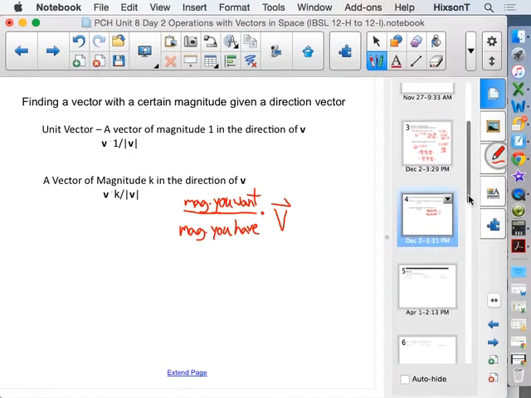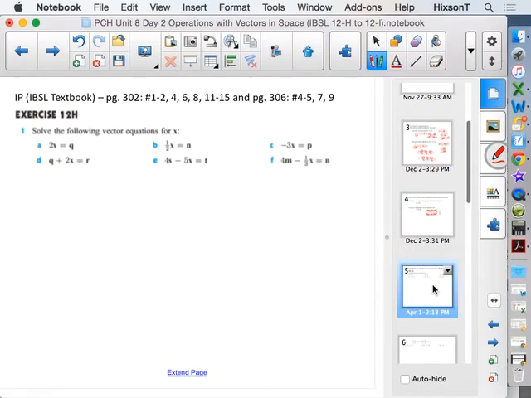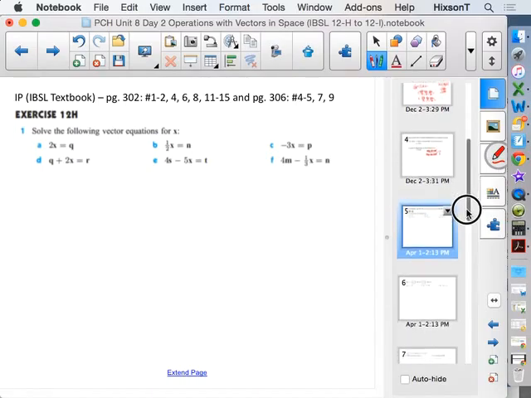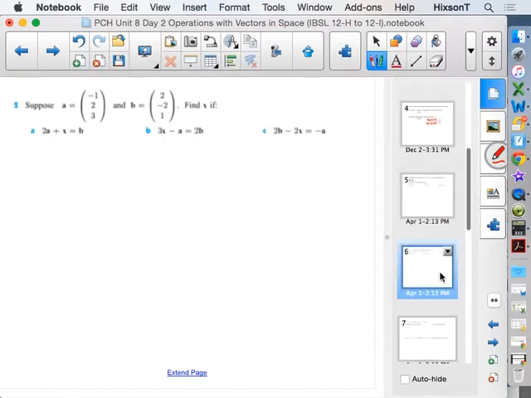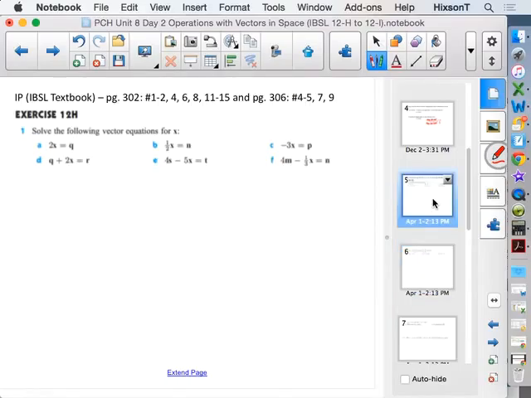Now, I gave you some to practice with here. Here's some with vector equations. Just solving those. Try a few of them. I know there's a lot here, and this one has 6 parts. If you think you've got it down pretty well, try the last 2.